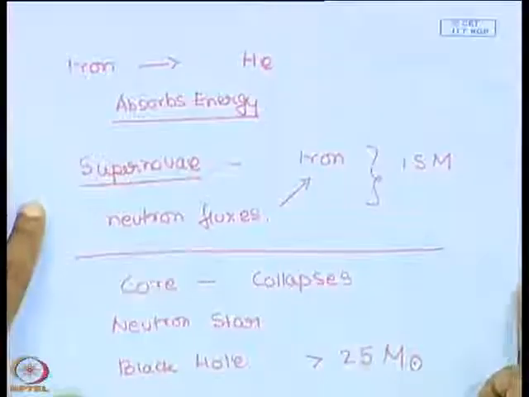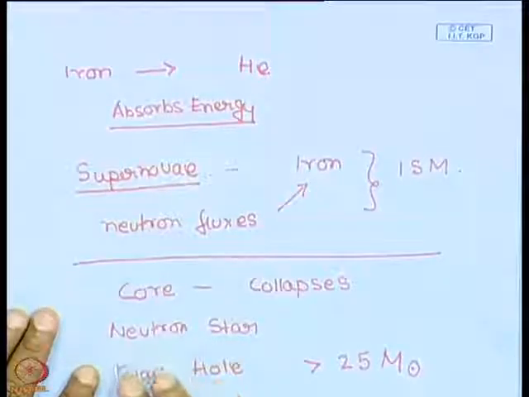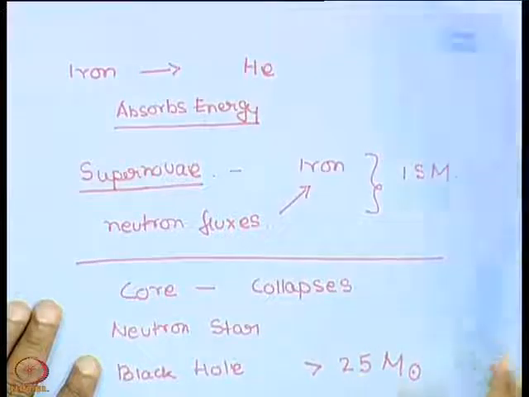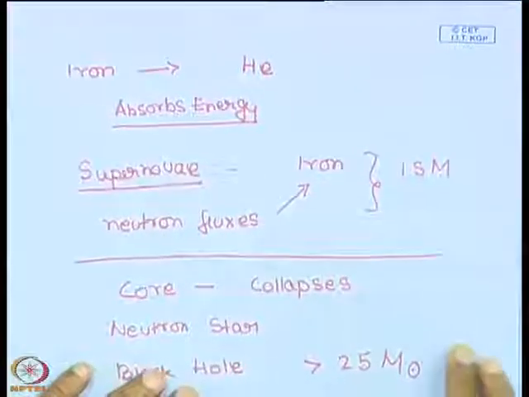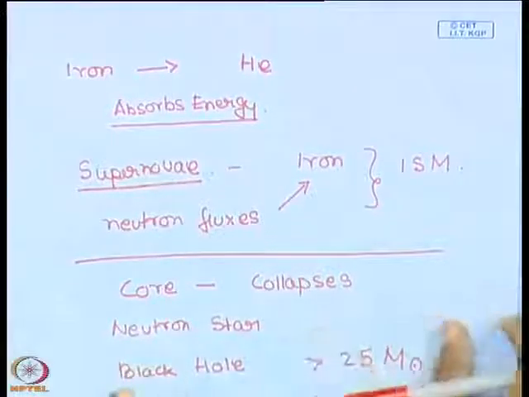So in a neutron star, all of the iron gets converted into helium, and finally everything gets converted into neutrons. A black hole, if we get time we shall discuss it, but the main point is that the entire thing collapses to get smaller and smaller into a very highly dense object.